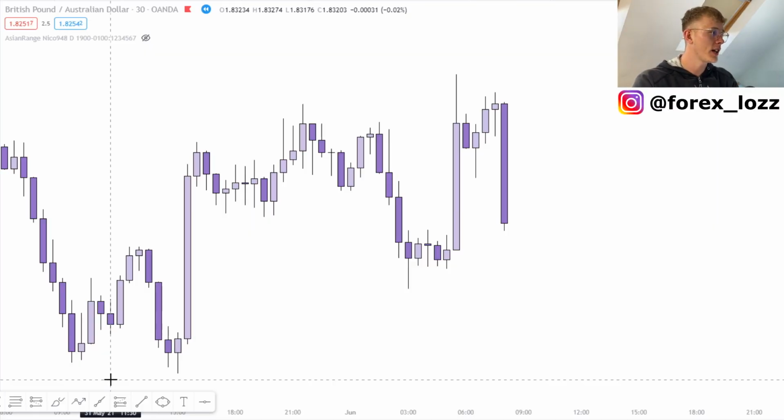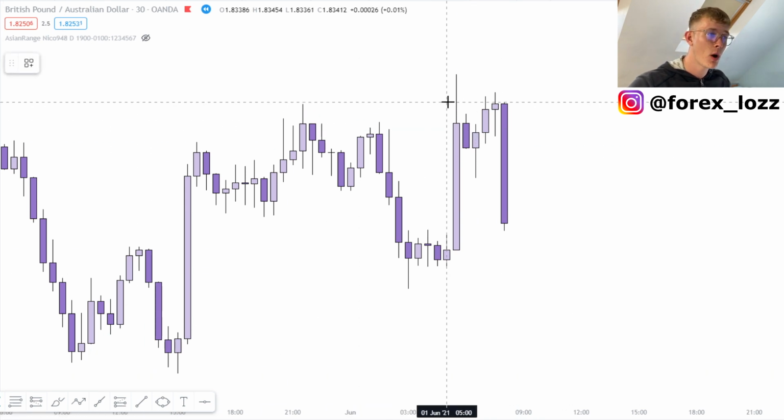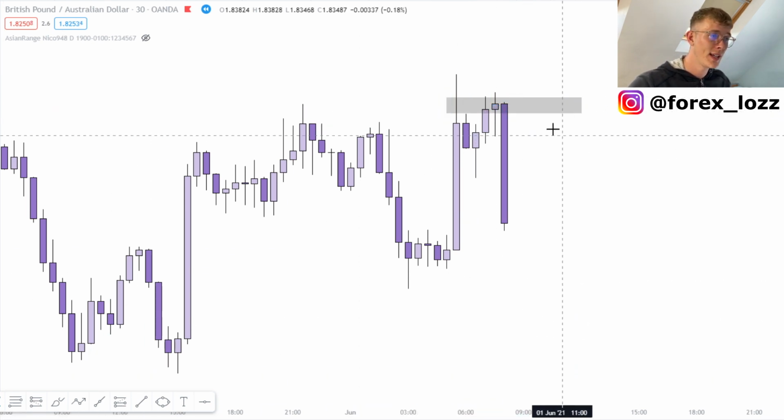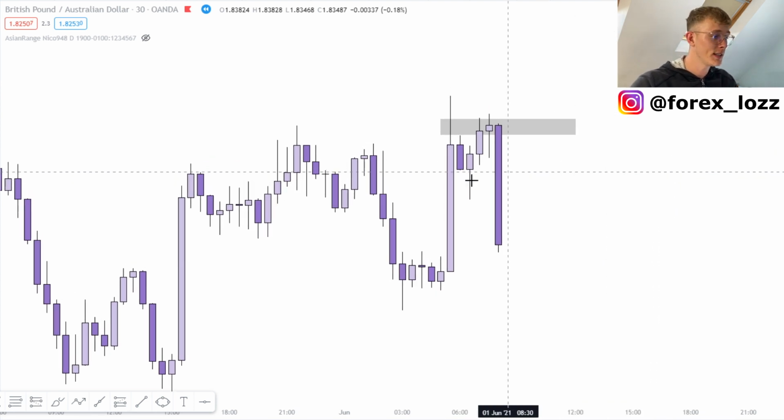Okay, so taking a look at the first example on pound Australian dollar. I like to find fresh key levels in the market. I like to look at the most recent price action to identify these levels to find trading opportunities. So what we can see here is a key level. I like to mark the most recent high key level, and how we're identifying this as a key level is because we can see one.